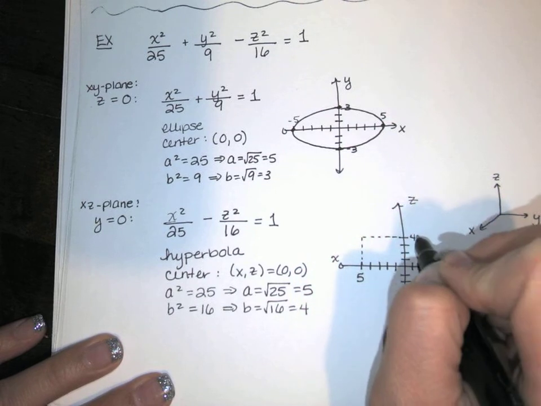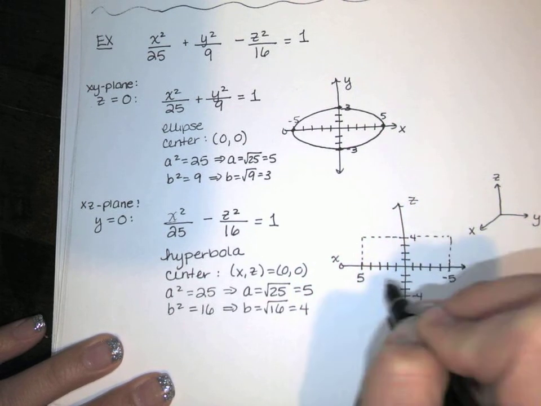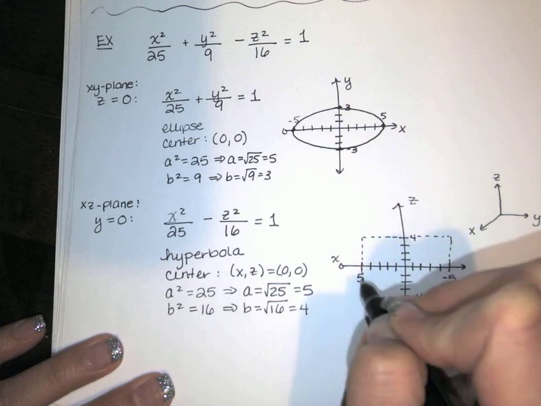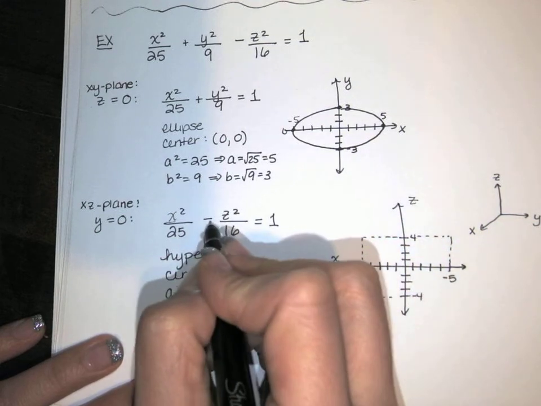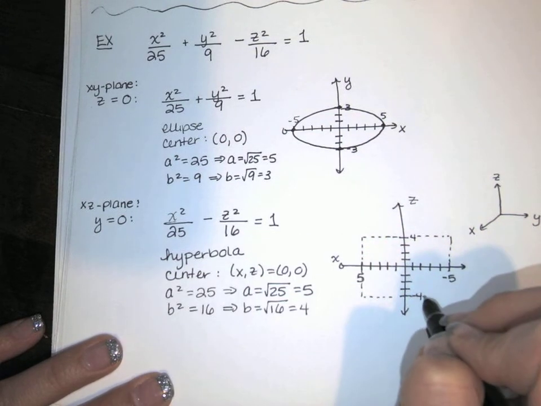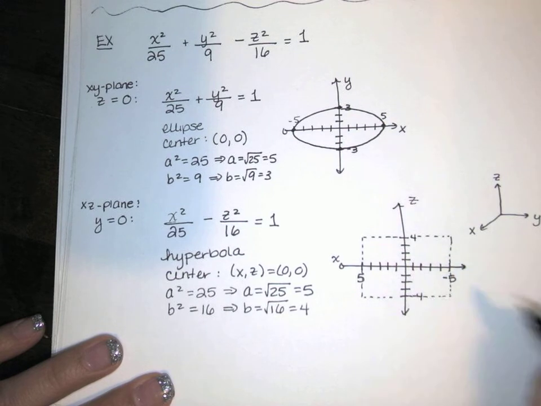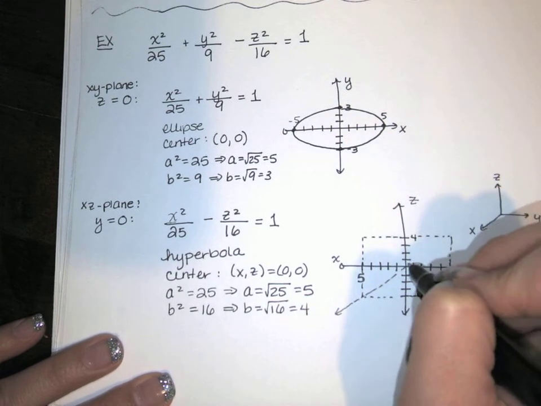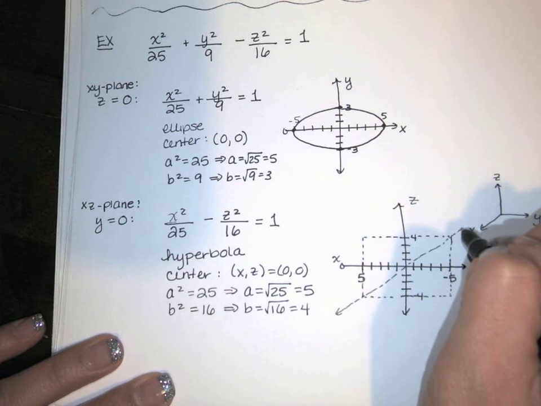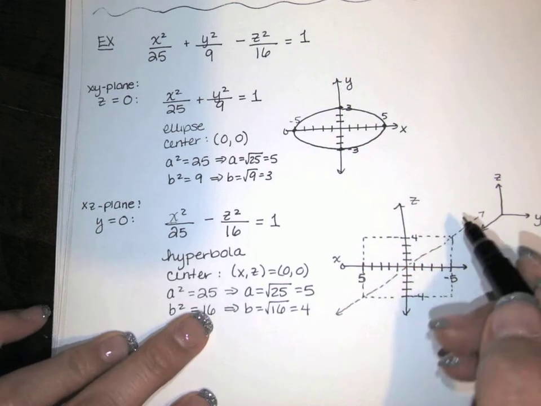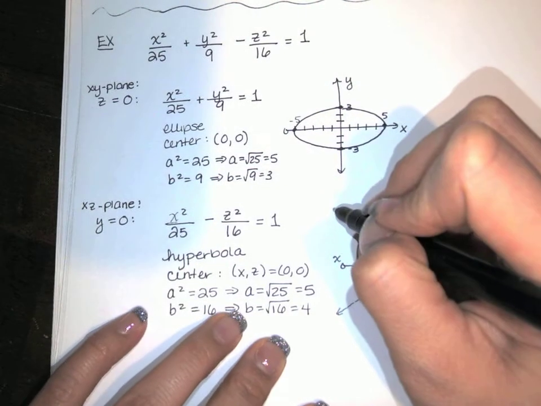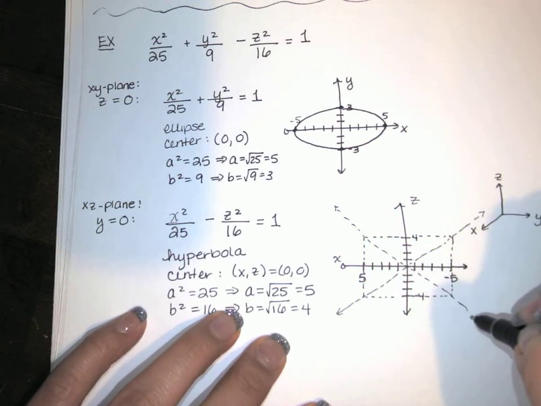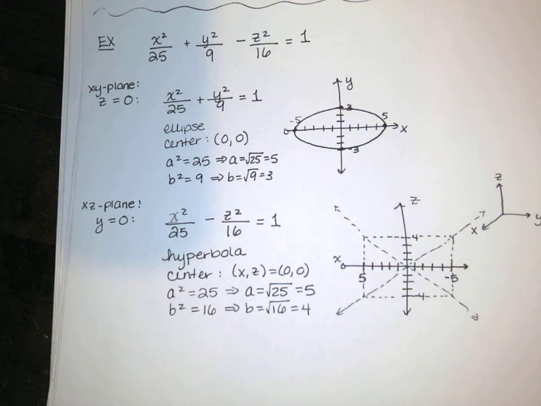And then we're going to make a little rectangular box. And this is different from the ellipse. Instead of just connecting those points, which is exactly what we would do if that was a plus sign, we're going to make a rectangular box, a little rectangle, and then draw lines through the diagonals of that box. This is an asymptote of our hyperbola. That's another asymptote of our hyperbola.